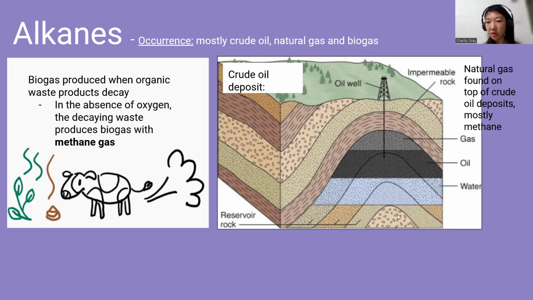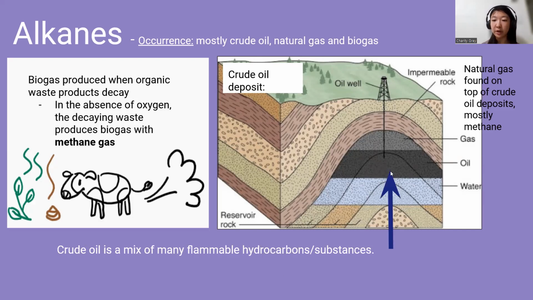So you can see inside the ground, you have water, you have the crude oil, and then you have the gas. And then this is rock, right? So it doesn't escape into the air. And so then you have the oil well, which goes down and collects the oil and collects the gas. So natural gas is found on top of oil deposits, and the gas, again, is mostly methane.